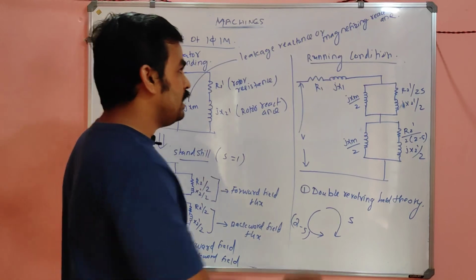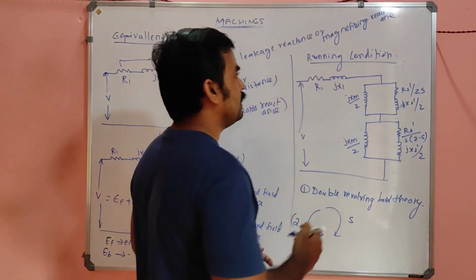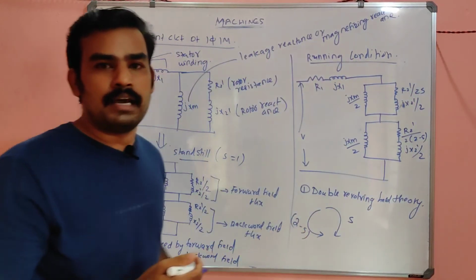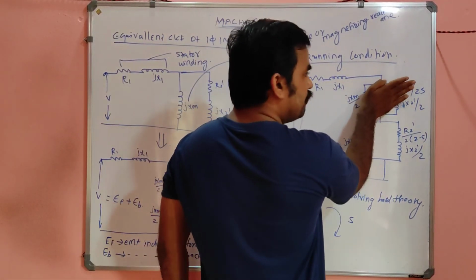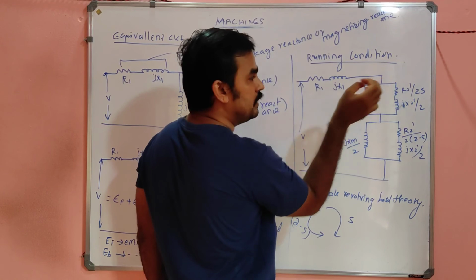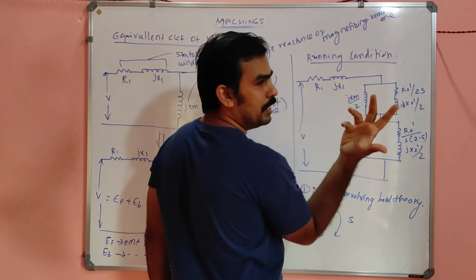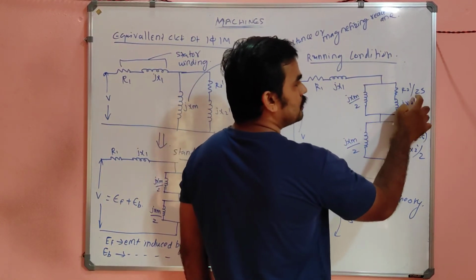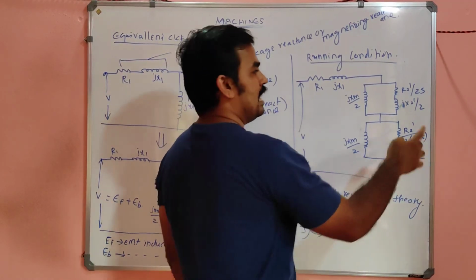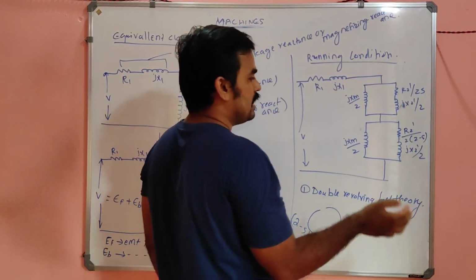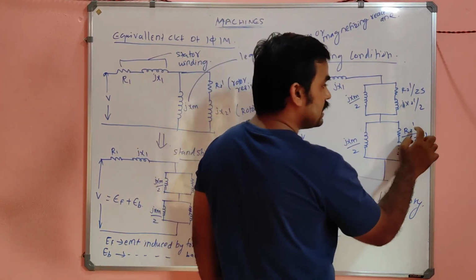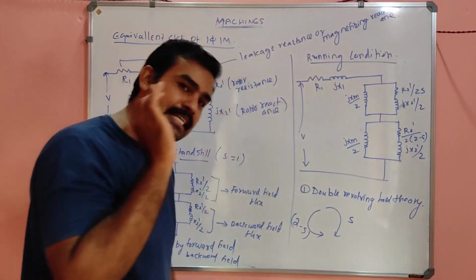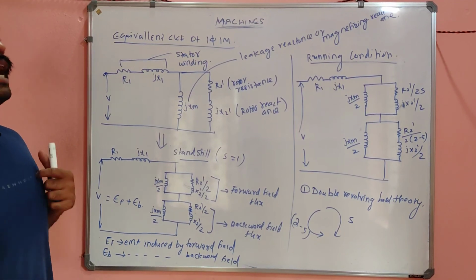I mean the resultant torque. Okay. Under running condition, my dears, there will be some slip. So the forward field flux can be treated like jXm by 2, with R2 dash by 2s and jX2 dash by 2, and the backward field flux can be treated like jXm by 2 and R2 dash by 2 into 2 minus s. You may have a confusion.